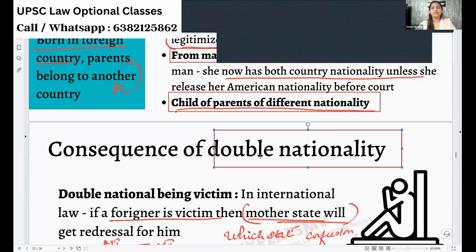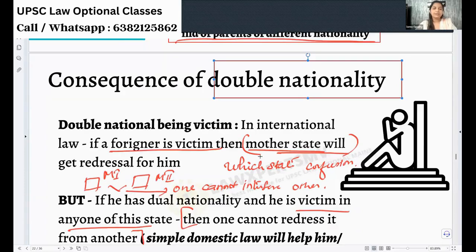Okay. We are restarting the class from the consequence of double nationality. Now I have two nationalities. What are the problems of this double nationality? Double nationals, when they are a victim, it creates confusion. Say, for example, this particular person is a national of US and UK, and suddenly he's in India and is facing some problem. Which country will come and support him? Maybe both the countries will come. There'll be a clash.